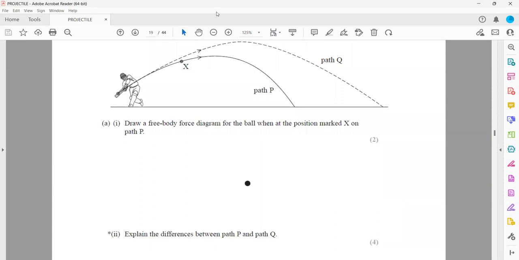So first there will be the weight of this ball, which is acting downward. The second one, air resistance. Air resistance always tries to oppose the motion. So this is the direction of the motion, as you can see, the trajectory, the path is shown to you. If this is the direction of the motion, air resistance always tries to oppose the motion. So this will be the drag, or we can also say air resistance.